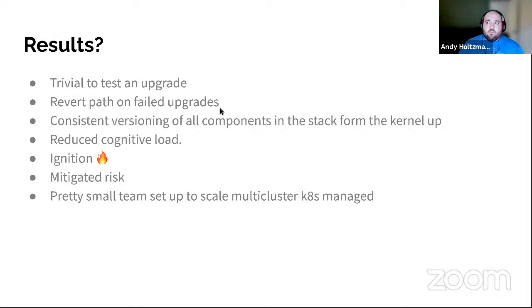It has a revert path. So even if we try to commit to a new version and it fails, we're not stuck somewhere in limbo of having a node down. It automatically reverts. It gives us consistent versioning for all components from the kernel up. That's huge for us, to reduce cognitive load.